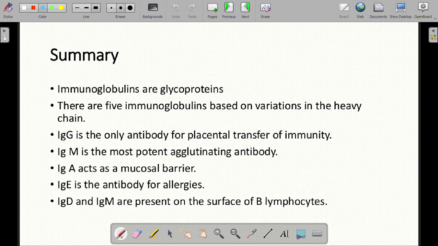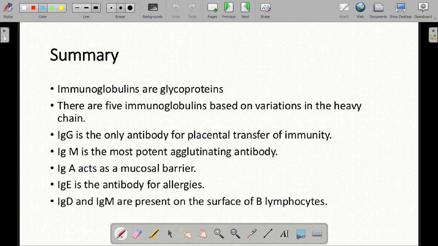So let us see the summary of what we have learned till now. Immunoglobulins are glycoproteins. This is the first point. There are 5 immunoglobulins based on variations in the heavy chain region, that is gamma, alpha, mu, delta, epsilon. Likewise IgG, IgA, IgM, IgD, IgE. IgG is the only antibody for placental transfer of immunity. IgM is not capable of being transported across the placenta because it is very bulky in nature.